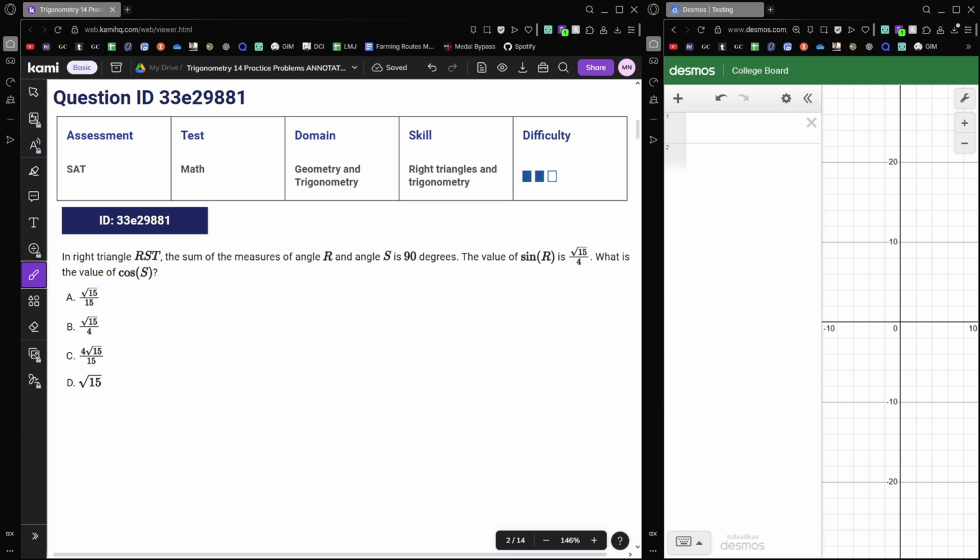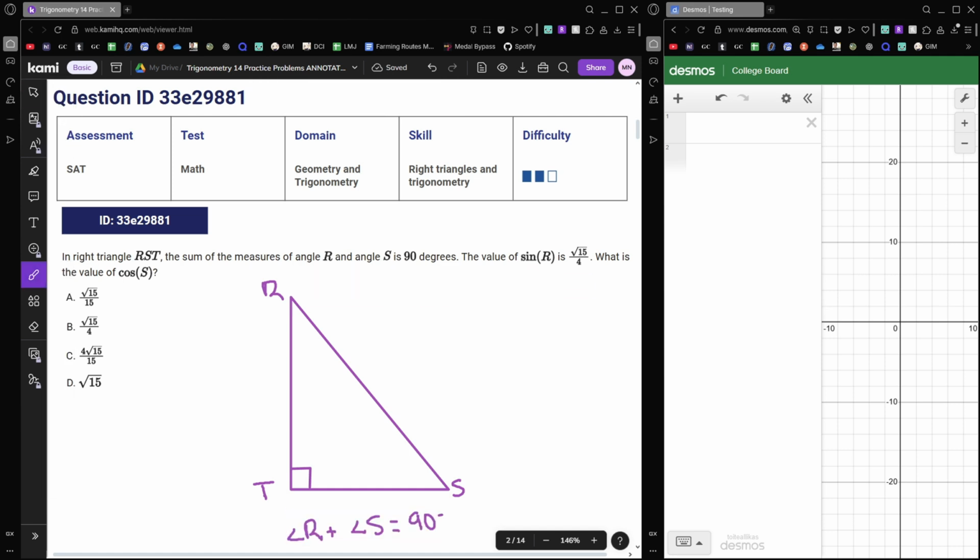Question number 2. In right triangle RST, the sum of the measures of angle R and angle S is 90 degrees. Alright, so I went ahead and drew the right triangle. The value of sine of R is square root of 15 over 4. So sine in SOHCAHTOA is going to be SOH, which is opposite over hypotenuse. So here's angle R, and opposite of angle R is going to be this side right here, and that's going to be square root 15. And then the hypotenuse is going to be this side right here, opposite of the right angle, and that's going to be 4.